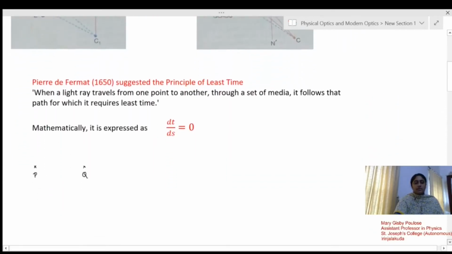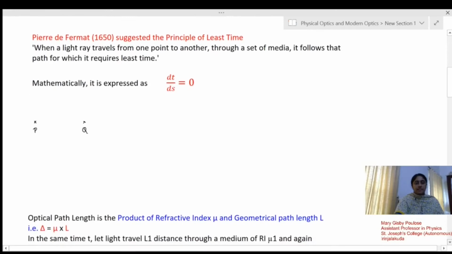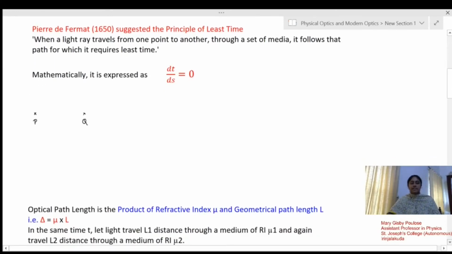So in order to give a better explanation, it was Pierre de Fermat in 1650 who suggested the principle of least time. According to him, when light travels from one point to another through a set of media, it follows that path for which it requires least time. That is, the path for which the time taken is a minimum. Mathematically, it is represented as dt by ds is equal to 0.